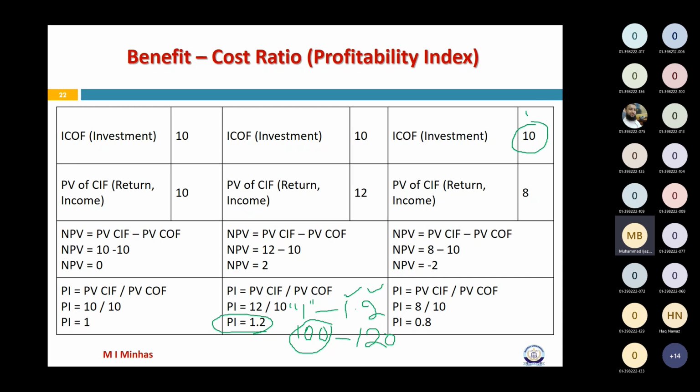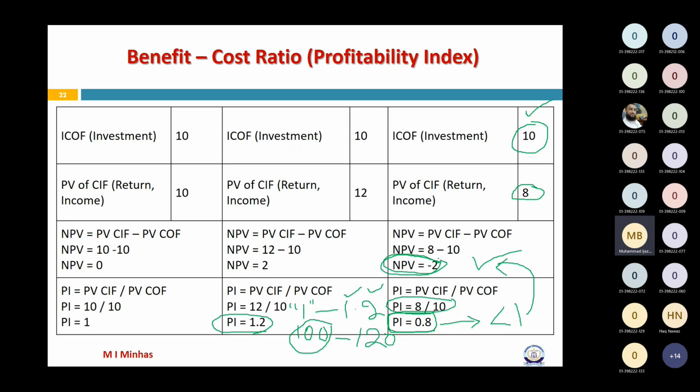Again, the initial investment is 10, but this time, let's say the return is 8. So in this case, net present value would be negative. And if I calculate its PI, it is 8 divided by 10, and the answer would be less than 1 this time, right? And this PI that is less than 1 means the same as a project having a negative NPV.